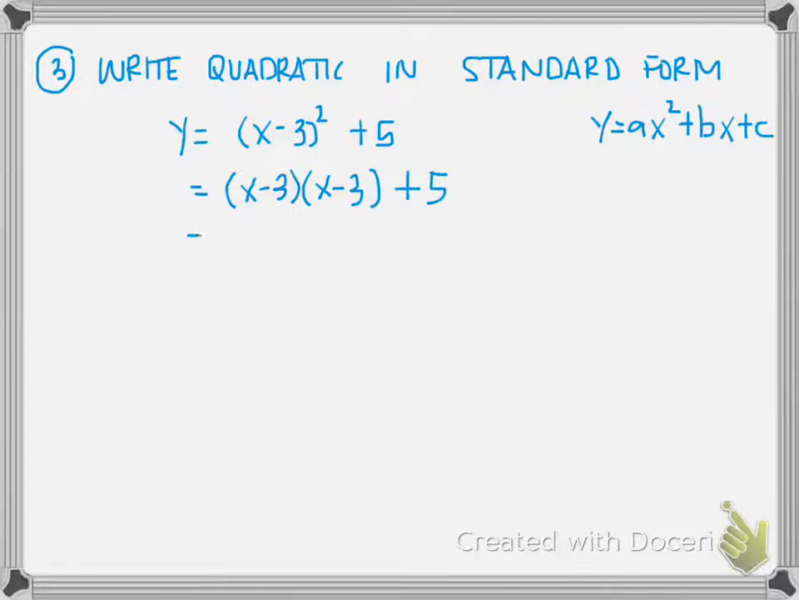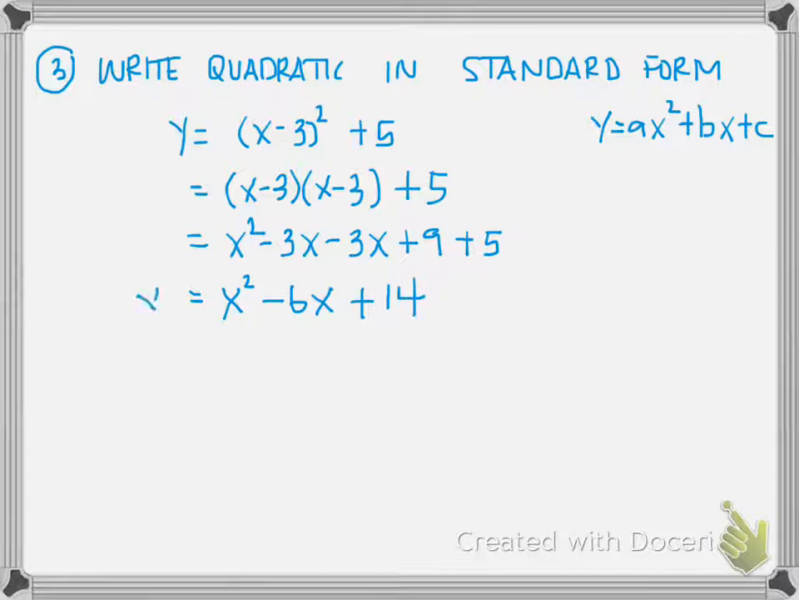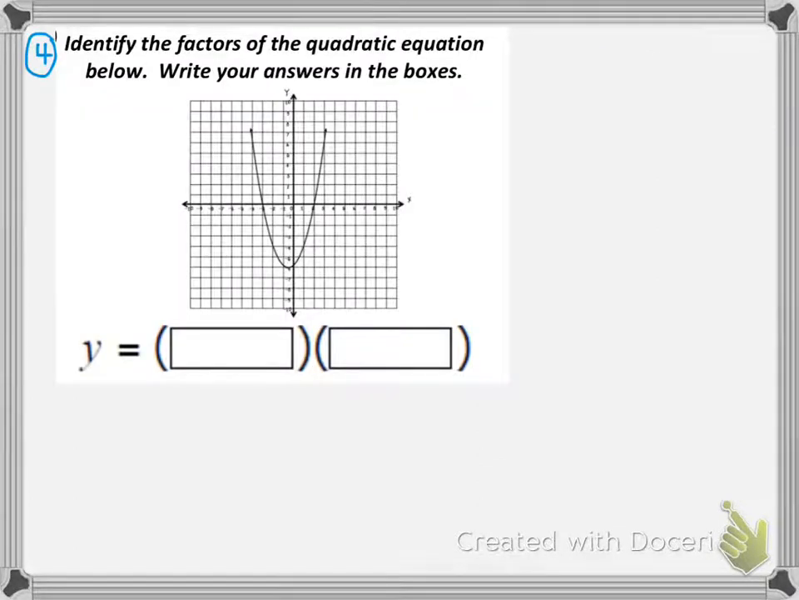So I'm going to multiply. So x times x gives me an x squared. X times negative 3 gives me a negative 3x. Negative 3 times x gives me a negative 3x. And negative 3 times a negative 3 is a positive 9. So combine your like terms, so you'll get x squared minus 6x plus 14. So that would be standard form there. Okay? Alright, what about here?